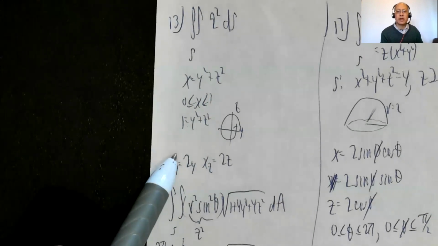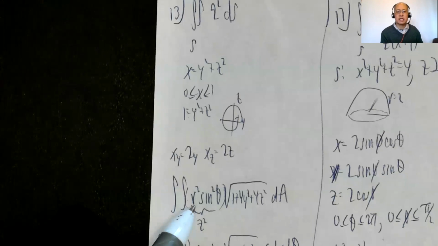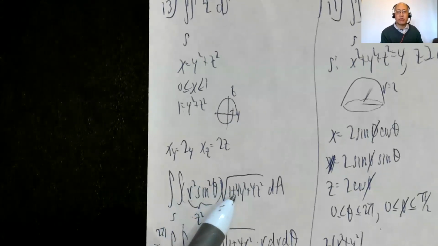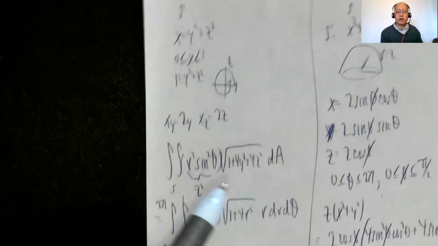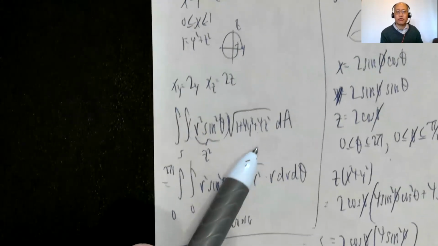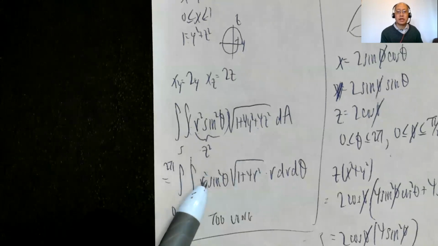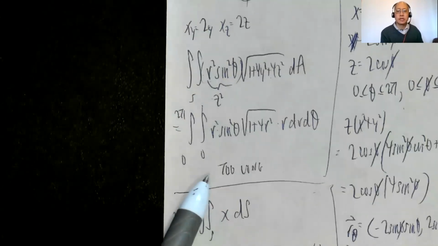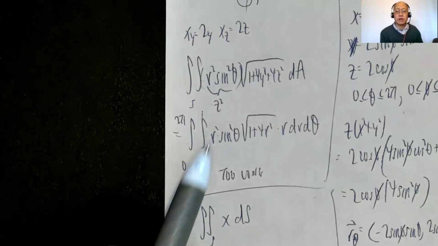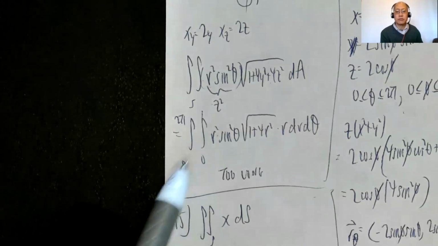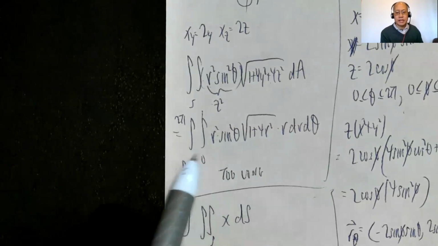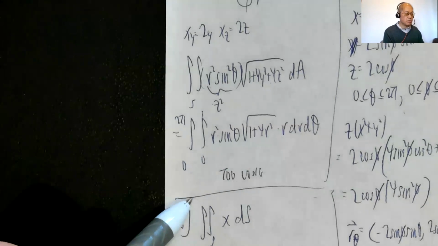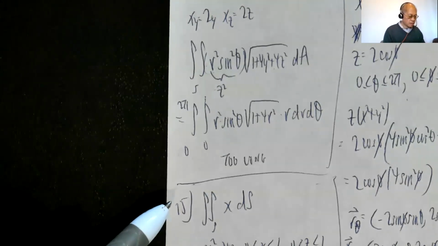So I have z squared, which is r squared sine squared theta, times radical 1 plus x_y squared plus x_z squared, which comes out to be 1 plus 4r squared sine squared theta, r dr d theta. Switch to polar coordinates. r is going from 0 to 1, theta is going from 0 to 2 pi. This turns out to be quite long, so I just had to skip it. I just do the intro to that one. Okay.